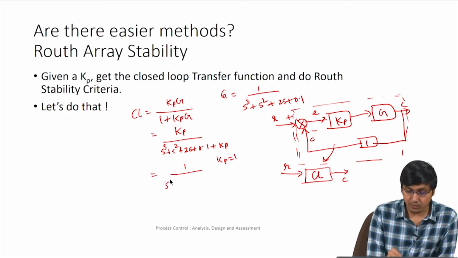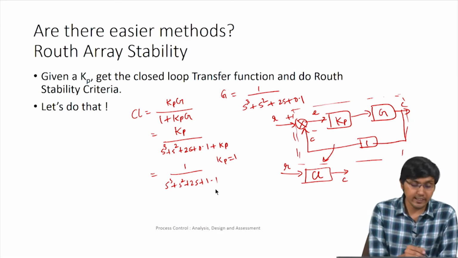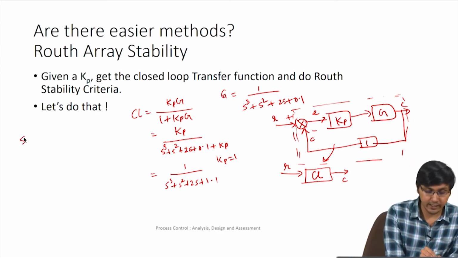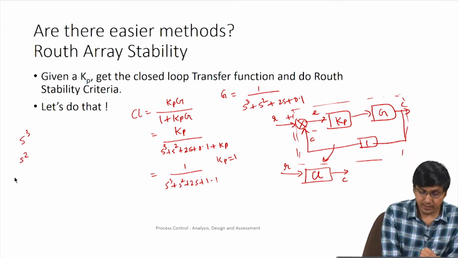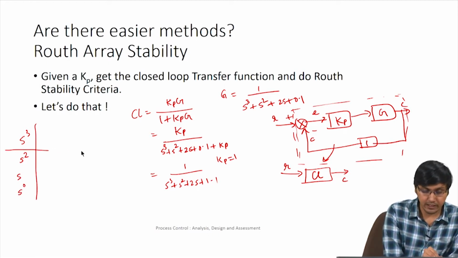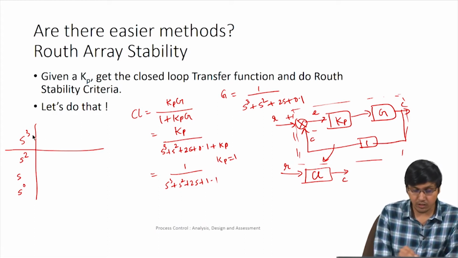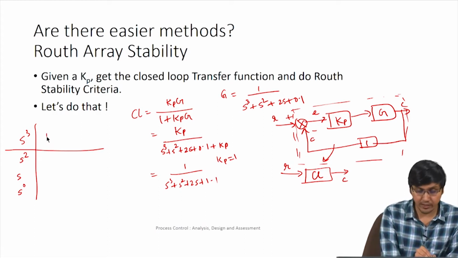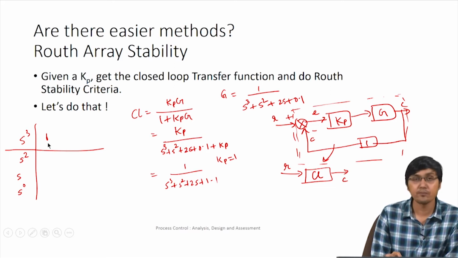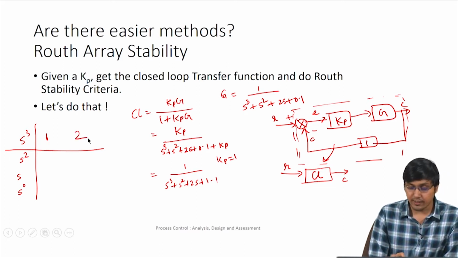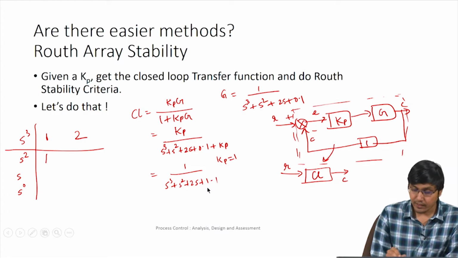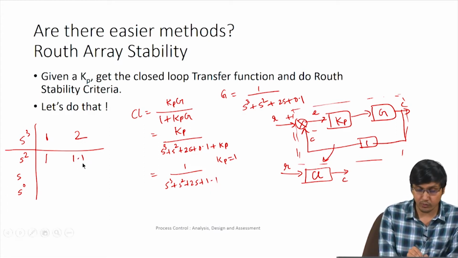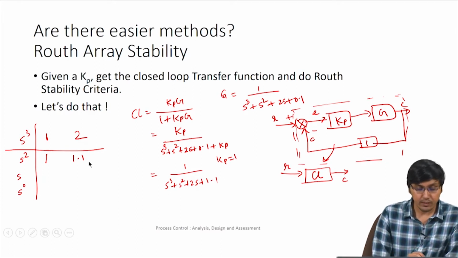So basically it becomes 1 by S cube plus S square plus 2s plus 1.1. In the Routh table, you write S cube, S square, S and S power 0. We take all the terms of S cube and S here. The coefficient of S cube is 1, the coefficient of S is 2, the coefficient of S square is 1, and the constant term, the coefficient of S power 0, is 1.1.